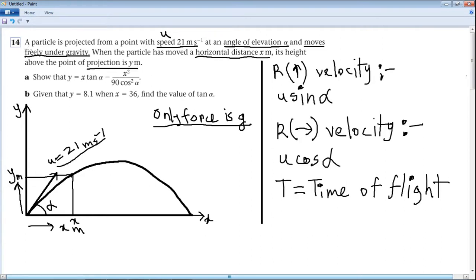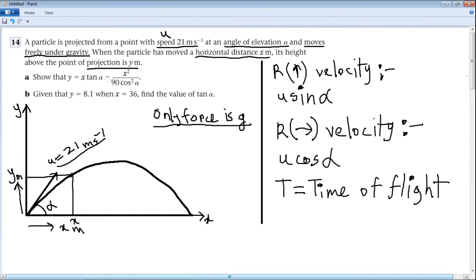Well, this question says a particle is projected from a point with speed U, which is 21 meter per second, at an angle of elevation alpha and moves freely under gravity. When the particle has moved a horizontal distance x meter, its height above the point of projection is y meter. A: Show that y is equals to x tan alpha minus x square divided by 90 cos square alpha. That means we need to show that y is equals to this.